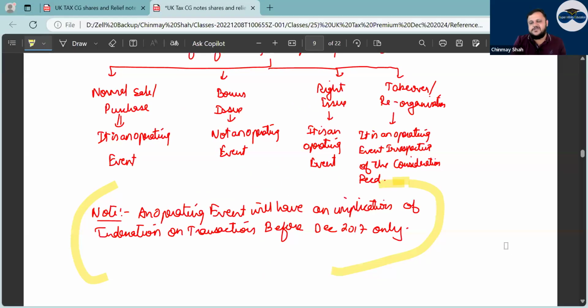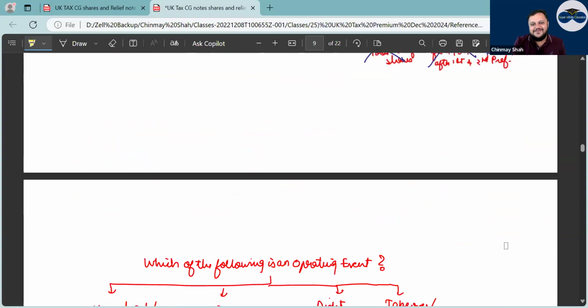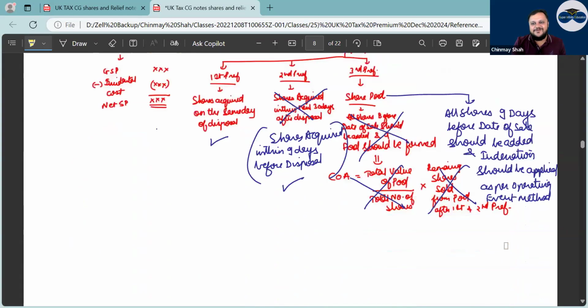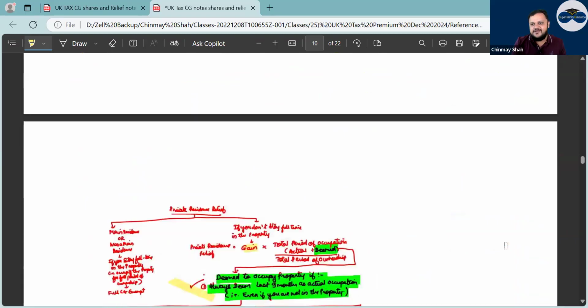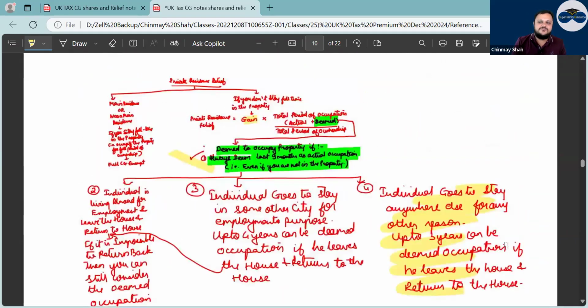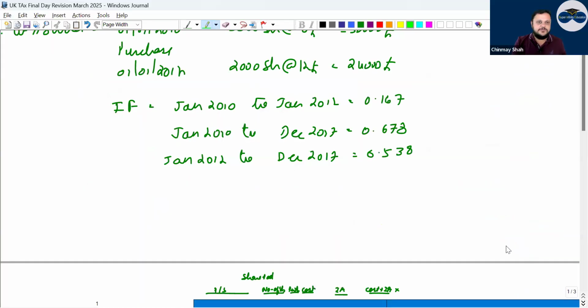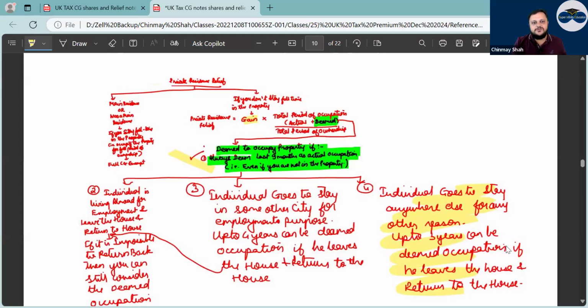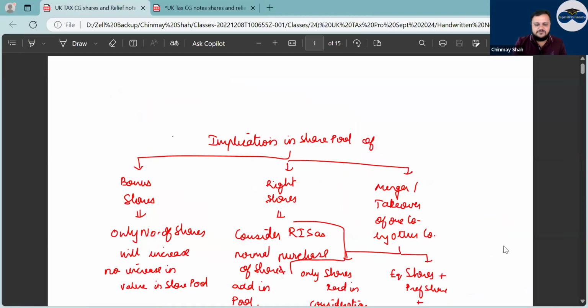Now in operating events, takeover or reorganization, it's the same thing, but what will happen there? Tell me. Takeover or reorganization is a very complicated procedure, so leave it. If you try to go through it, it will make your life hell. This type of question can appear in the exam. If it has to appear, it will be this kind of question only. Don't worry too much. Okay. Now this is done.